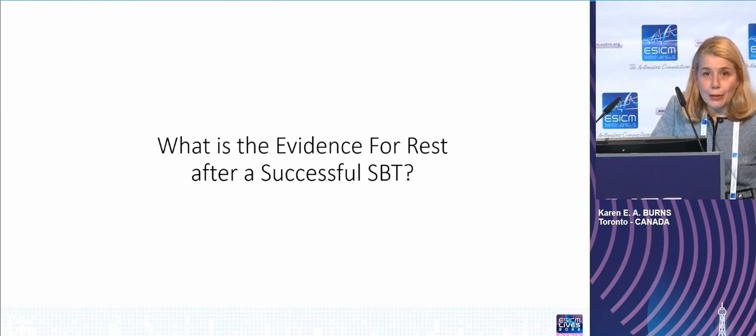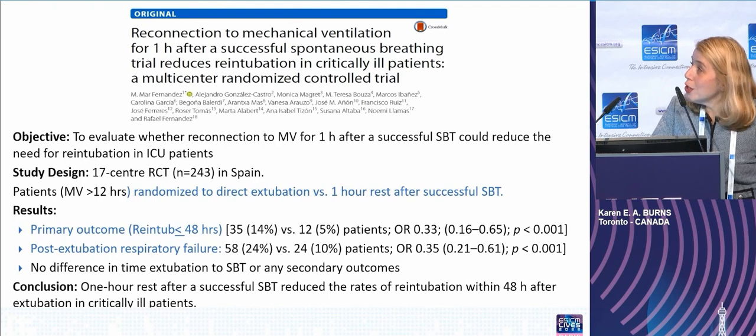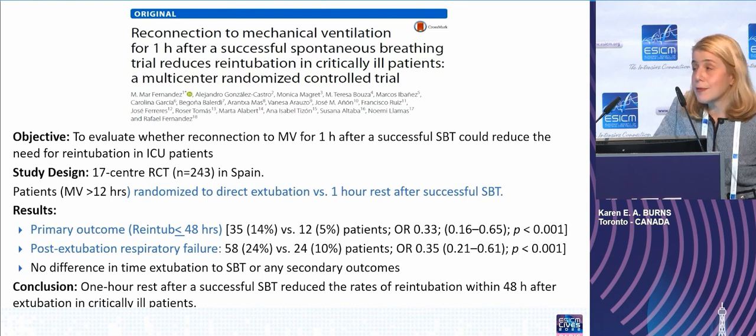Well, this is really a tale of 2 clinical trials. One trial that was 17-center RCT from Spain that randomized patients who were invasively ventilated for 12 hours to either direct extubation or 1 hour of rest after a successful SBT. And they found a statistically significant reduction in reintubation rates, favoring the 1 hour period of rest after a successful SBT. And similarly found a reduction in post-extubation respiratory failure, which achieved statistical significance favoring resting the patients on the ventilator.